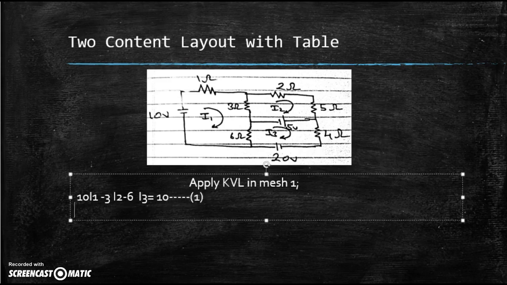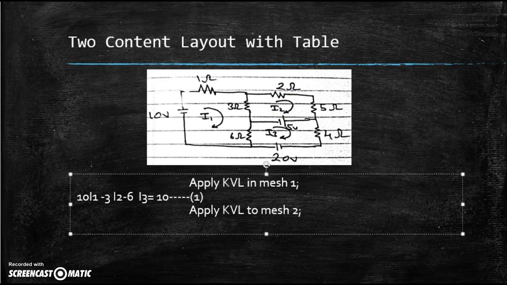Okay, now similarly we'll be applying KVL to mesh 2. Now mesh 2 is this one. I have already identified it. I don't think we should have any other problem in identifying it. So over here, just continue the process. Write I1 first, followed by I2, followed by I3, equal to, and what is the voltage over here?